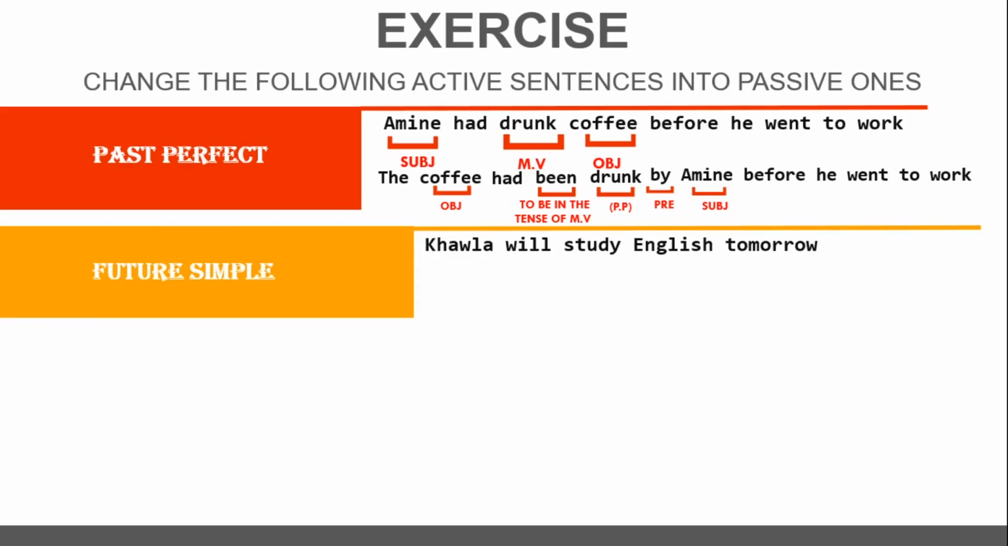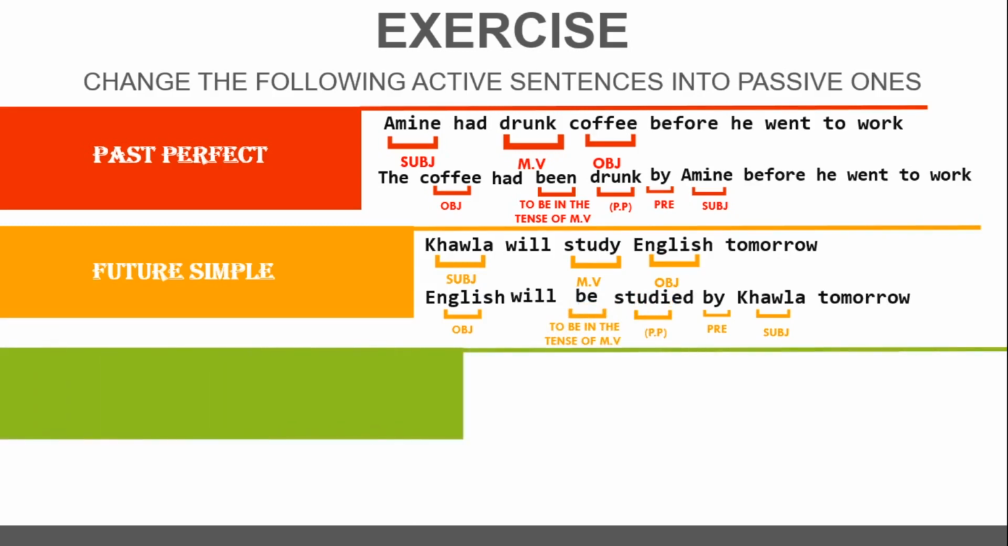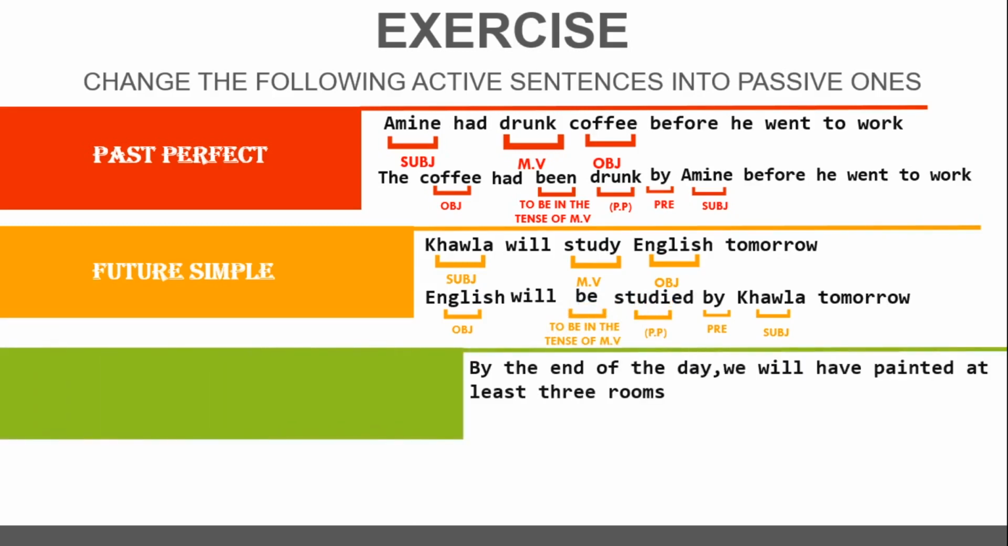So Hawla will study English tomorrow. Underline the elements, the object in the beginning, the subject here, and we have be plus past participle. Then we have will. Okay, so the last one is by the end of the day we will have painted at least 3 rooms.